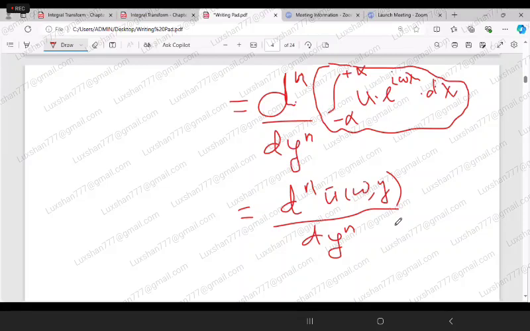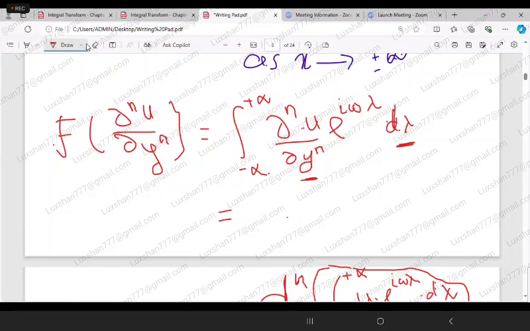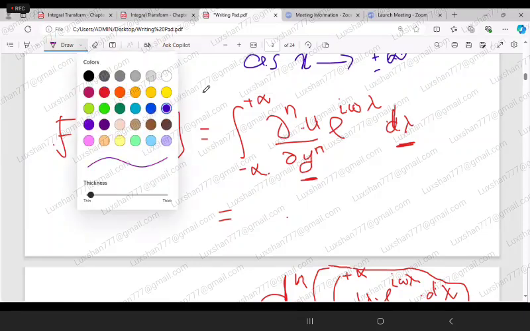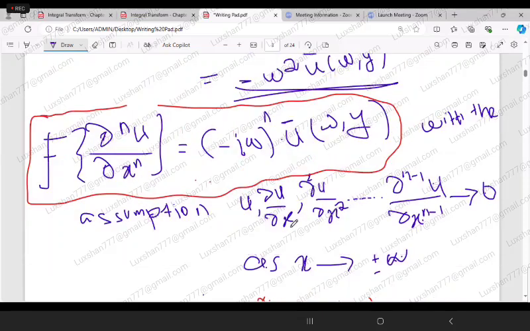Okay, so this is simple. Here there is no assumption, because here actually y is secondary. We are taking y as our secondary variable. So when you consider the Fourier transform of the derivative of a function u with respect to y, then actually you can take the derivative operator out. But here you can't do that.